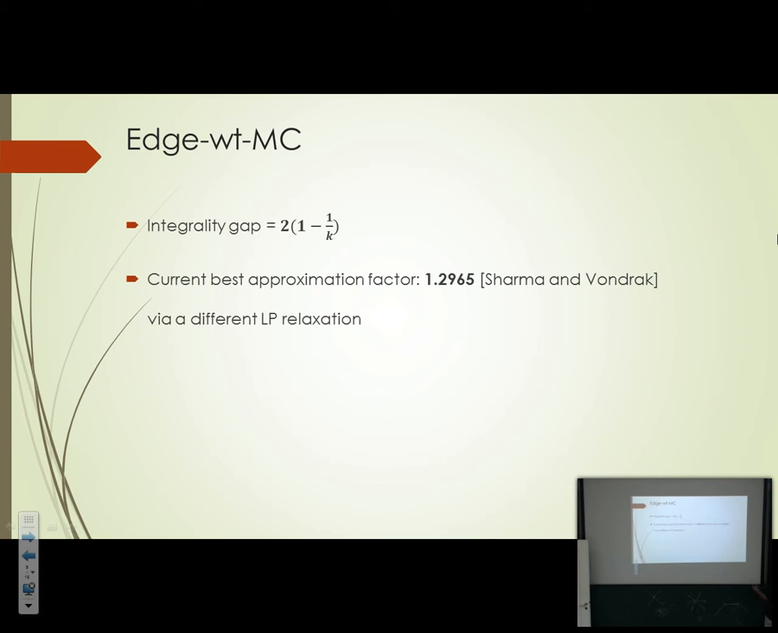There is also a different LP formulation which gives better than 2 approximation for the undirected case. We are not going to discuss that in this talk. The current best integrality gap known for that LP is 1.2965. The lower bound is not this. It is also known that the edge-weighted multiway cut in the undirected graph is APX-hard to approximate.